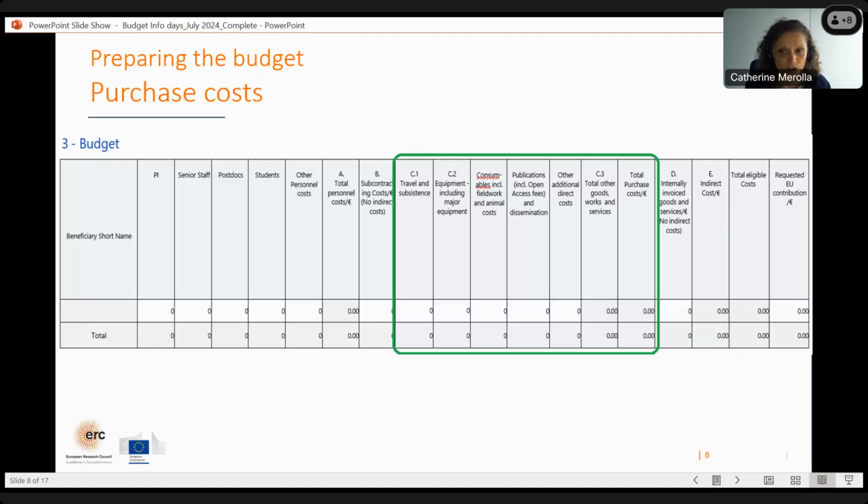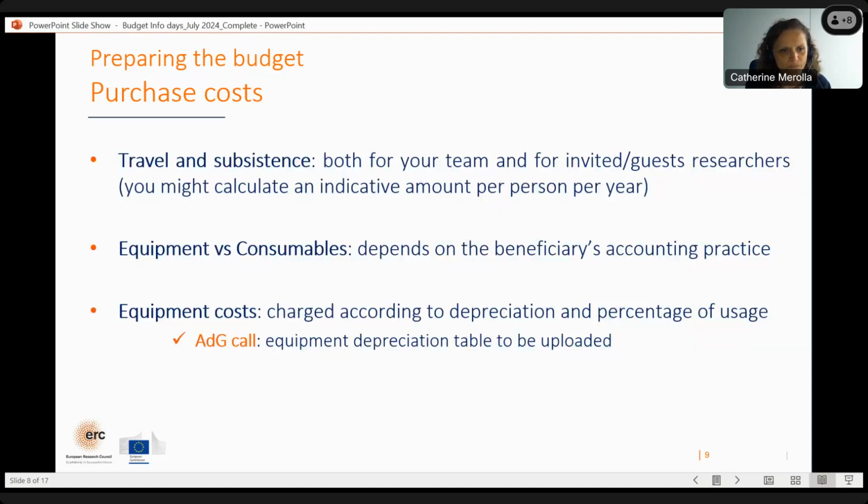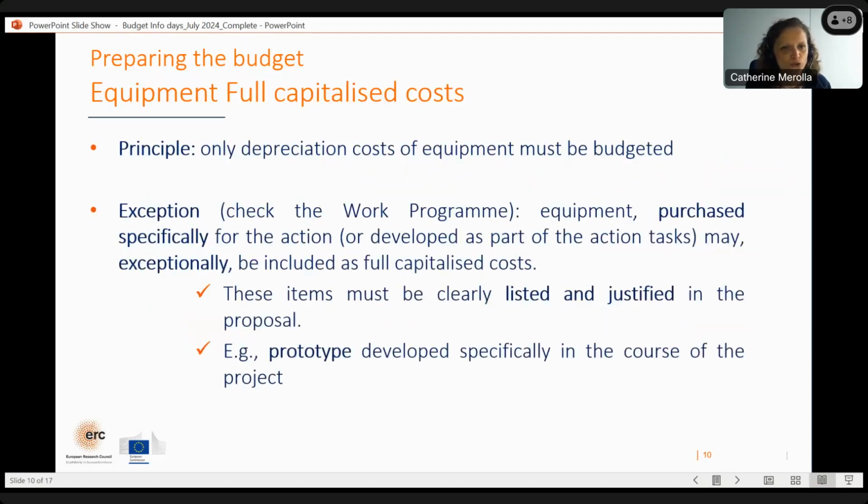Other additional direct costs, very often in that category, what we see is the cost for the certificate on financial statement, for example, or the creation of the website. So costs that you cannot put in any other categories. So this is just the explanation of what I have just told you.